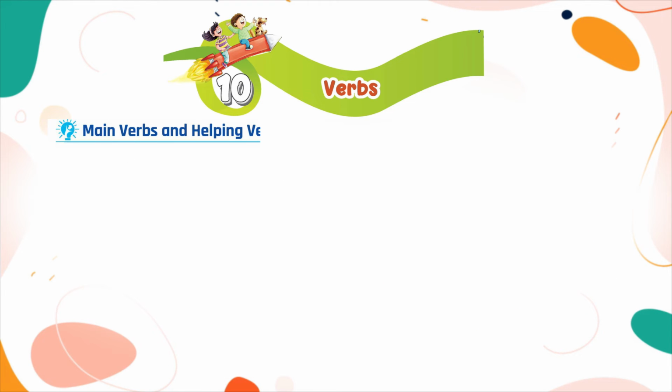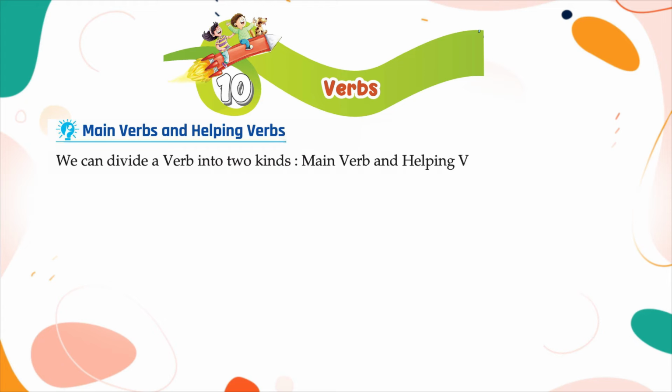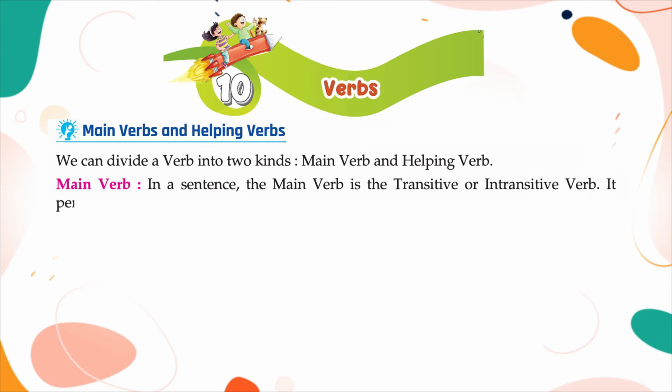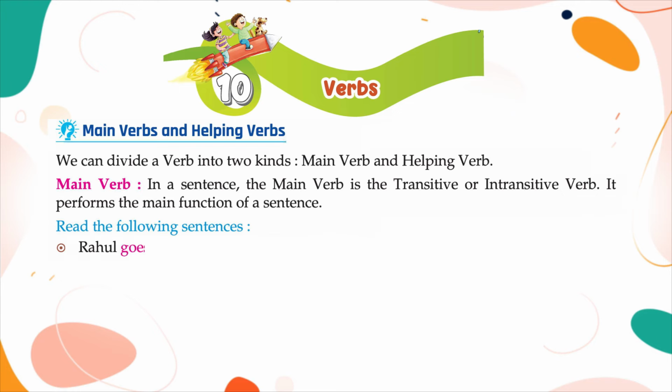Main verbs and helping verbs. We can divide a verb into two kinds: main verb and helping verb. Main verb. In a sentence, the main verb is the transitive or intransitive verb. It performs the main function of a sentence. Read the following sentences. Rahul goes to school. Renu cooked food. Helping verb.